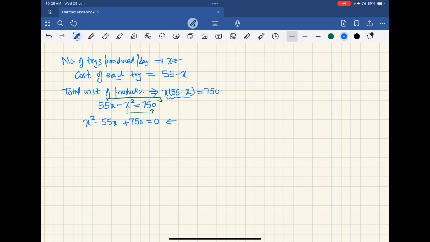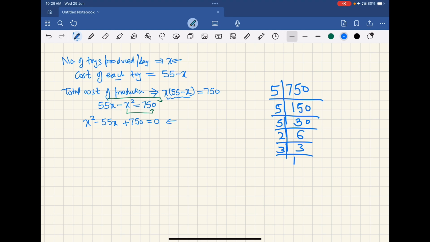Now we need to solve this by middle term splitting, so let's factorize 750. You divide by 5, you get 150. Then again divide by 5, we get 30. Then again divide by 5, we get 6. Then 2, and 3.